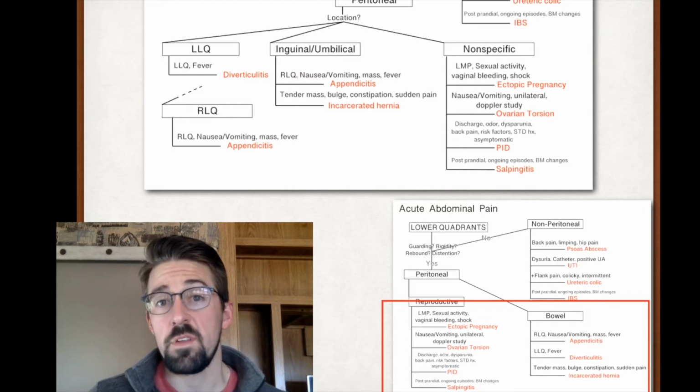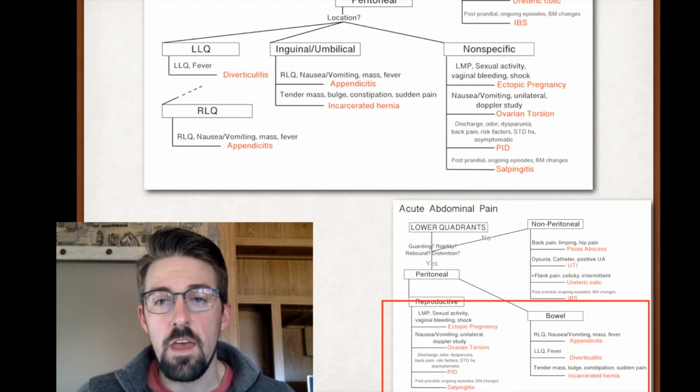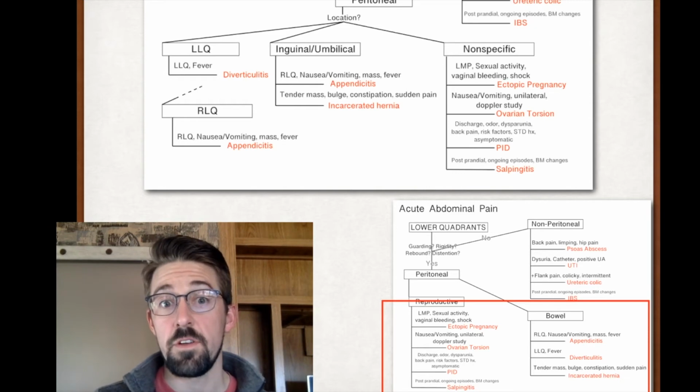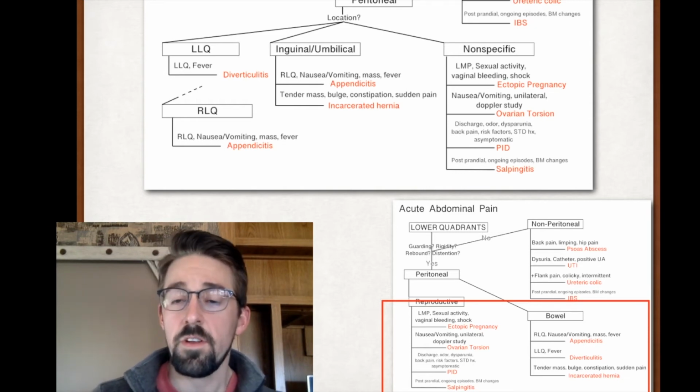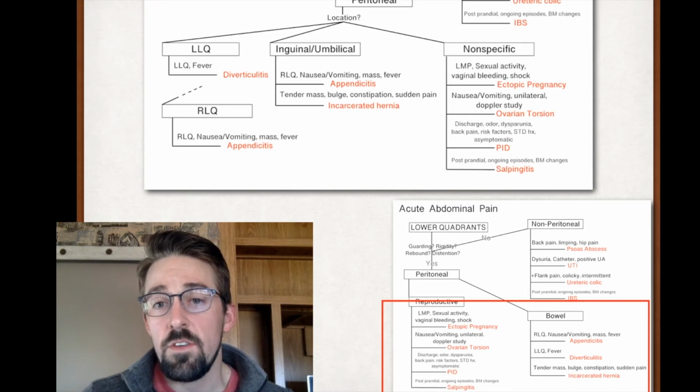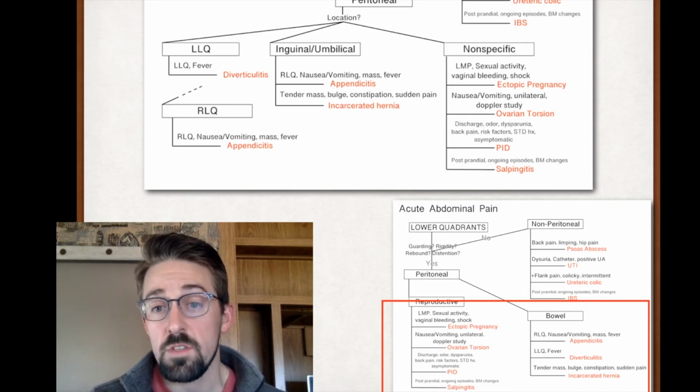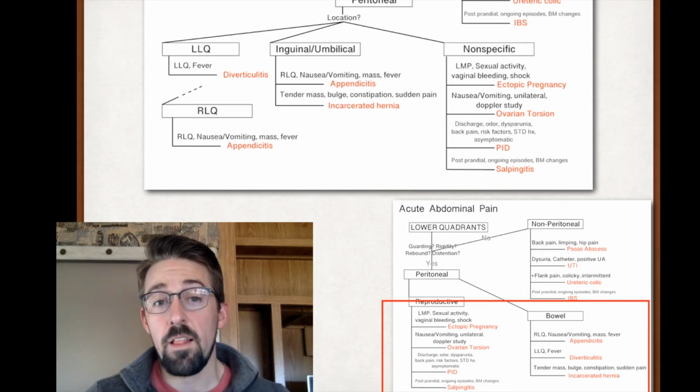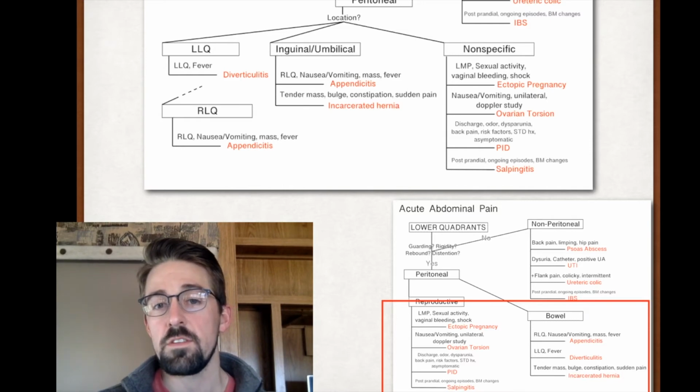Maybe the pain from appendicitis just hasn't moved inferiorly yet. Maybe I have the presence of a mass and it's very tender. It starts to rule in incarcerated hernia. And then here are these non-specific locations. They could be both sides. They could be unilateral. They could be bilateral. This is just another lens to break down these diagnoses.